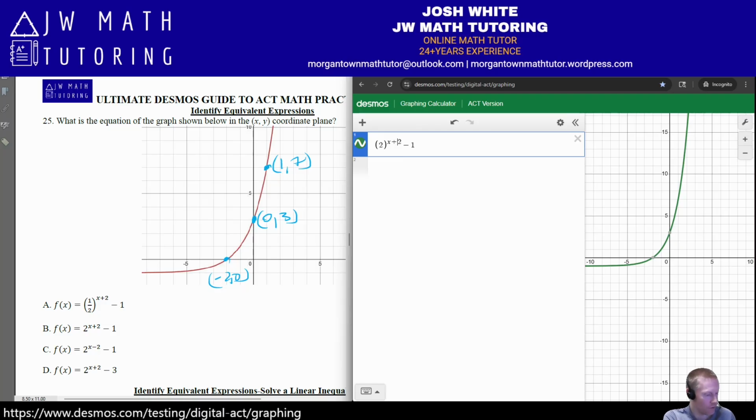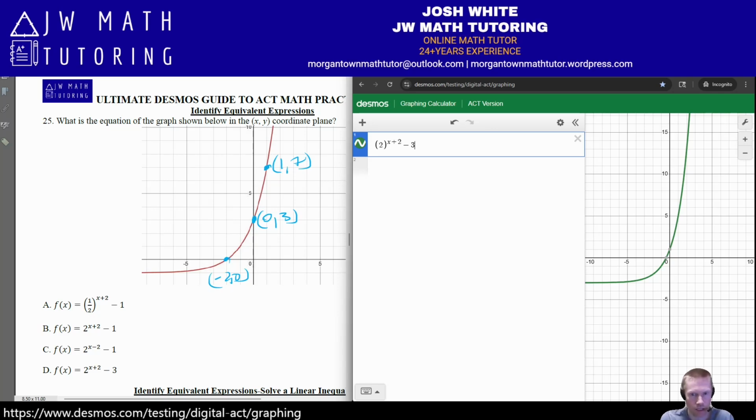You can see if you check the others. Notice this one, this is answer choice C right here. Notice this one crosses the x-axis at a positive value, but the graph crosses at a negative. So that's obviously not correct. Now let's check answer choice D.